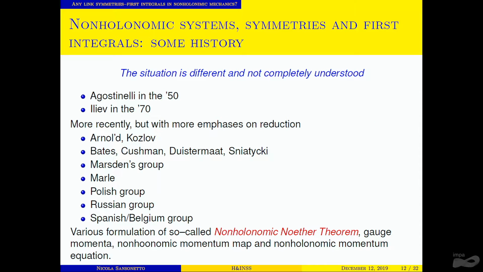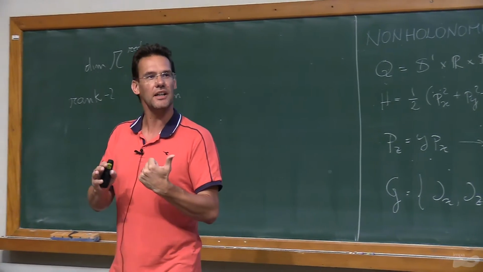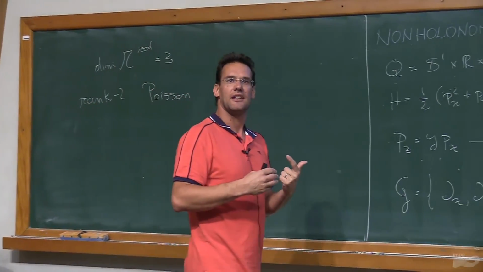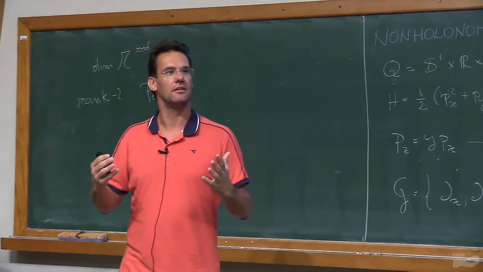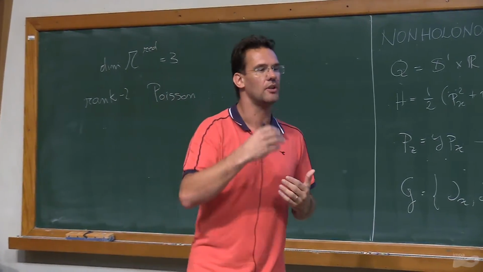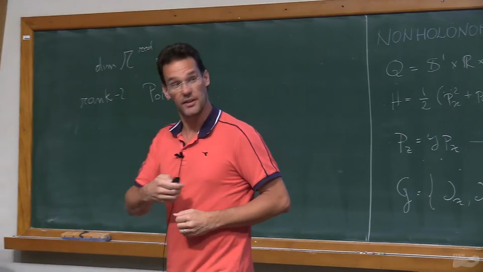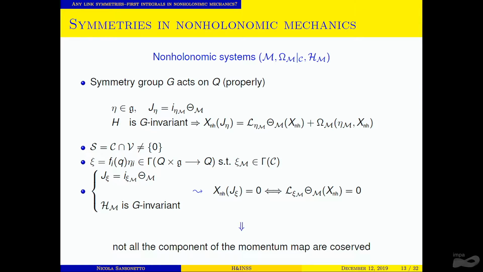What was known at that time, at least more or less 20 years ago, it was clear that the main difference between Hamiltonian mechanics and nonholonomic mechanics in relation with symmetries was the following. Not all the components of the momentum map are preserved, and in general it is difficult to say how many and which ones. Moreover, the class of first integrals that a nonholonomic system admits is in general much bigger than the components of the momentum map.